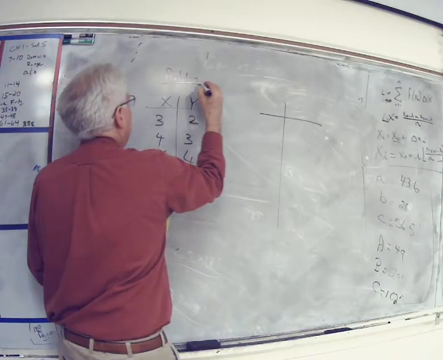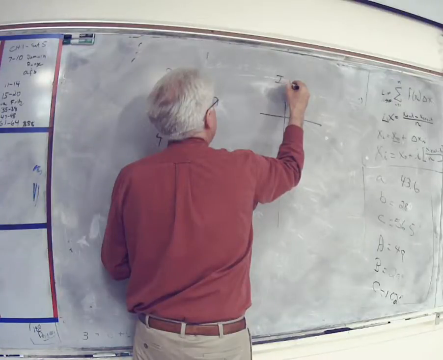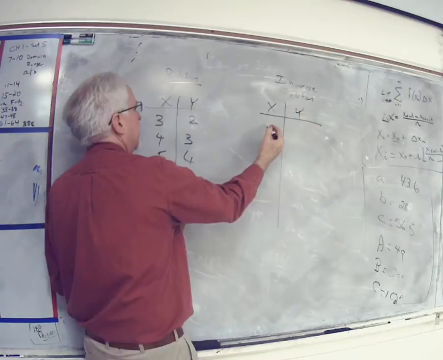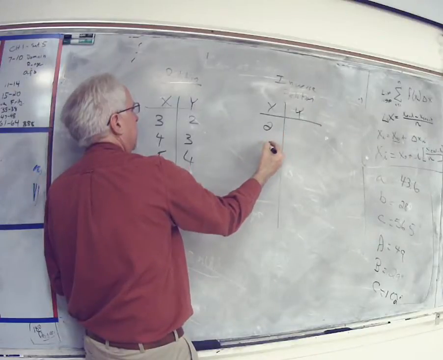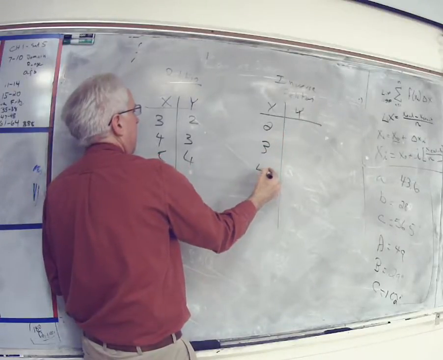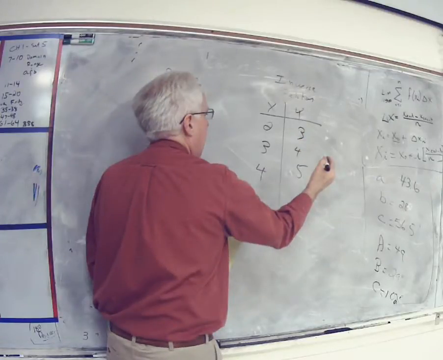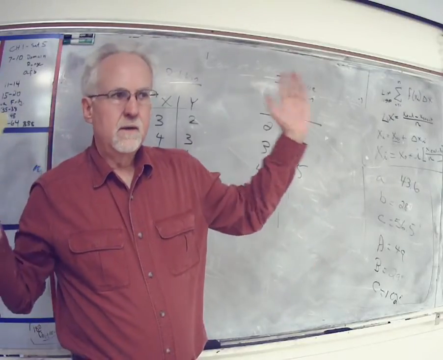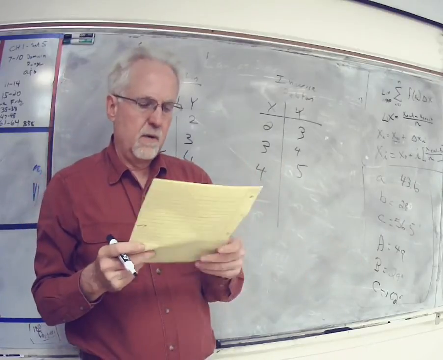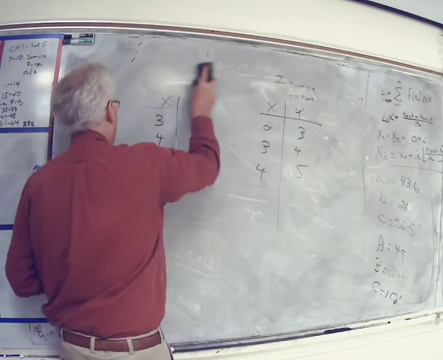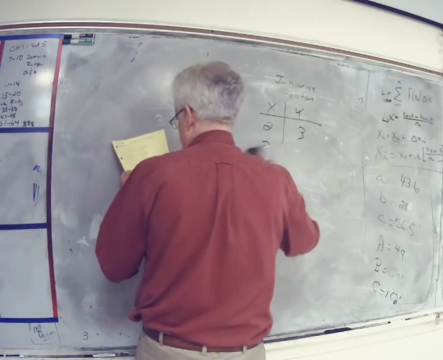If this is the relation, then for the inverse relation, the y's become x's and the x's become y's. So if I have x and y, my first x values are going to be 2, 3, 4, and the y values are 3, 4, 5. This is very simple and easy: x's become y's and y's become x's. Let's think a little bit about what an inverse relation is.